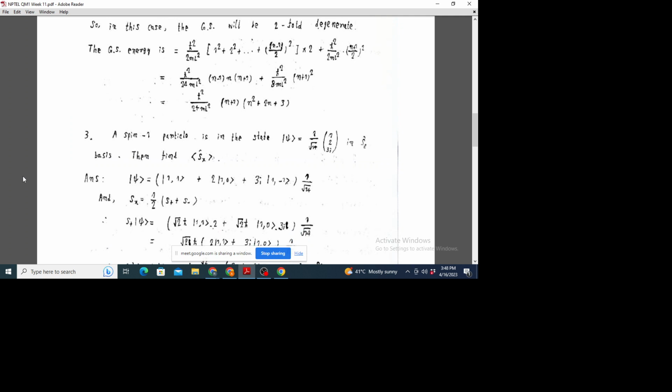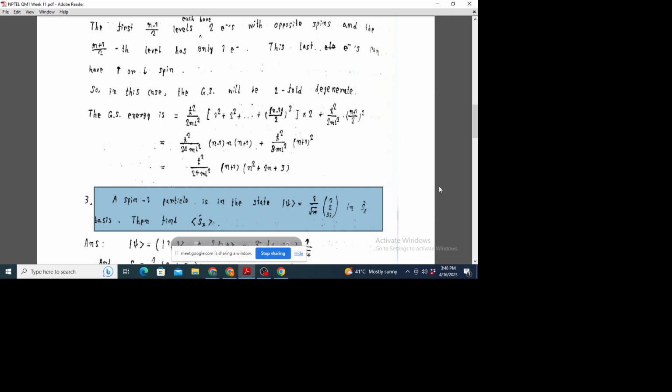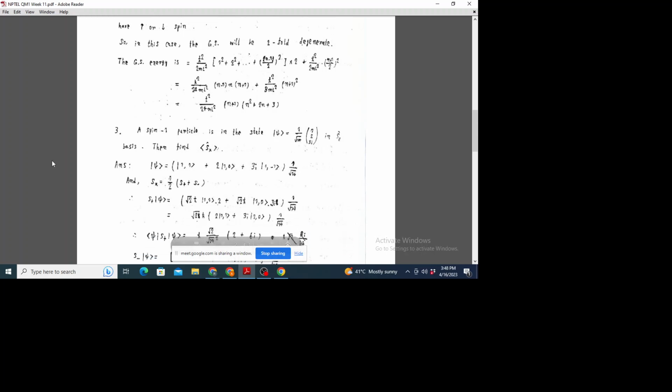Okay, so if not, then let us proceed to the next problem. This problem is straightforward. Given a spin 1 particle, the particle is in the given state, okay? And the state is written in the Sz basis. So you have to find the expectation value of Sx in this given state.